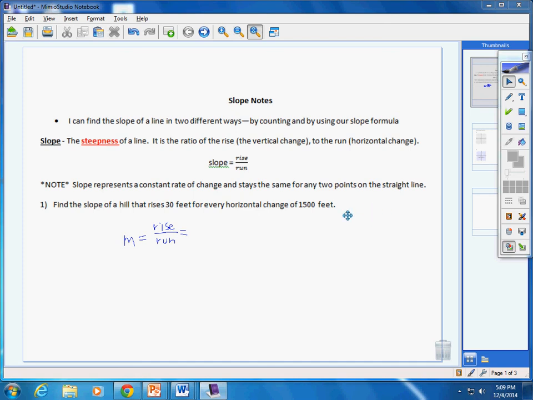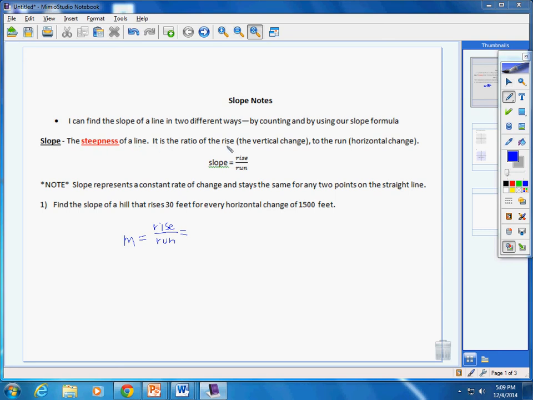Today is slope. We are talking about slope. When I think slope, I think of a hill. And when I think of a hill, I think of the steepness of that hill, however steep that hill is. So it's only fitting, folks, that slope is defined as the steepness of a line. Okay? The slope is just a measure of how steep a line is.